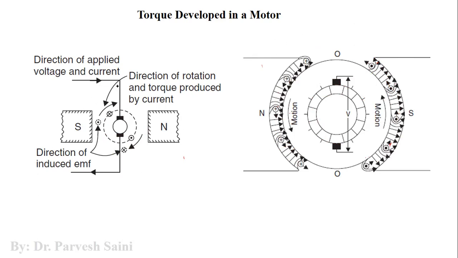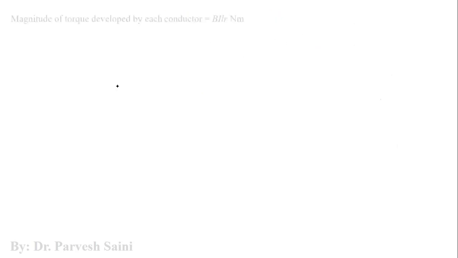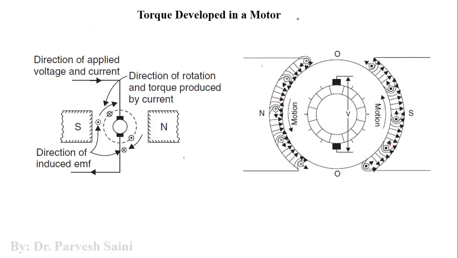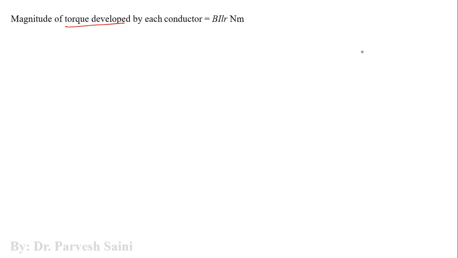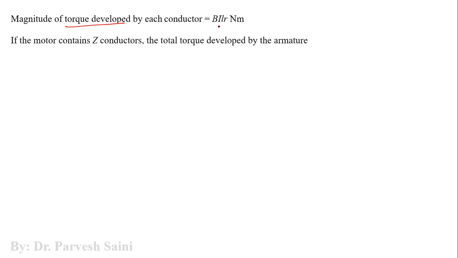Now what is the equation of the torque? This is how the torque is developed in the motor. The magnitude of the torque developed in each conductor, because the conductors are always in pairs, is given by B I L R newton meter. If we have Z number of conductors, the torque developed by the armature will be the torque developed by each conductor times Z. So this is the total armature torque.